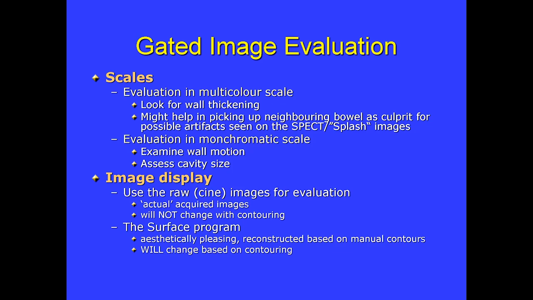These are the SPECT images acquired. And if you contour them and limit them, this will not change the way these SPECT images look when you're reformatting them after they've already been processed. The surface program, on the other hand, is aesthetically pleasing because it looks like an echo, or like a beating heart, but it's based on the manual contour. So if you don't contour things right, or if there's a bowel artifact that creeps in, this will change how things look.